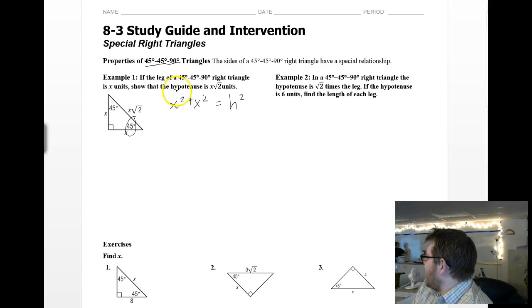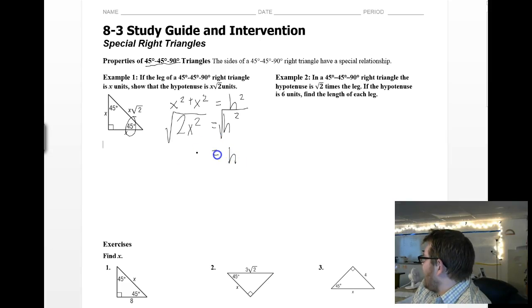If you had 1x squared and I gave you another x squared, how many x squared would you have? 2. Yeah, 2x squared. Now let's get h by itself. How would I get h by itself? Unsquared, that's a good word. So h is by itself, and the square root of 2 we're going to leave alone.